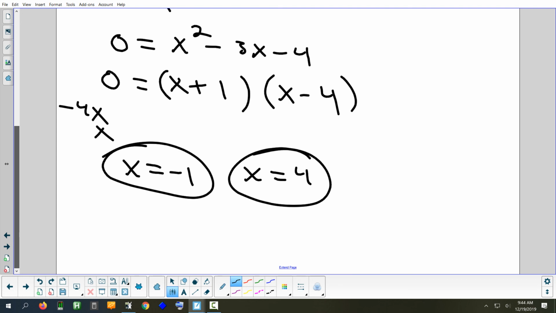Okay, so am I good? Is there anything else I have to do? Yeah, what do I have to do? Just plug them back in, make sure you never take the log of a negative.